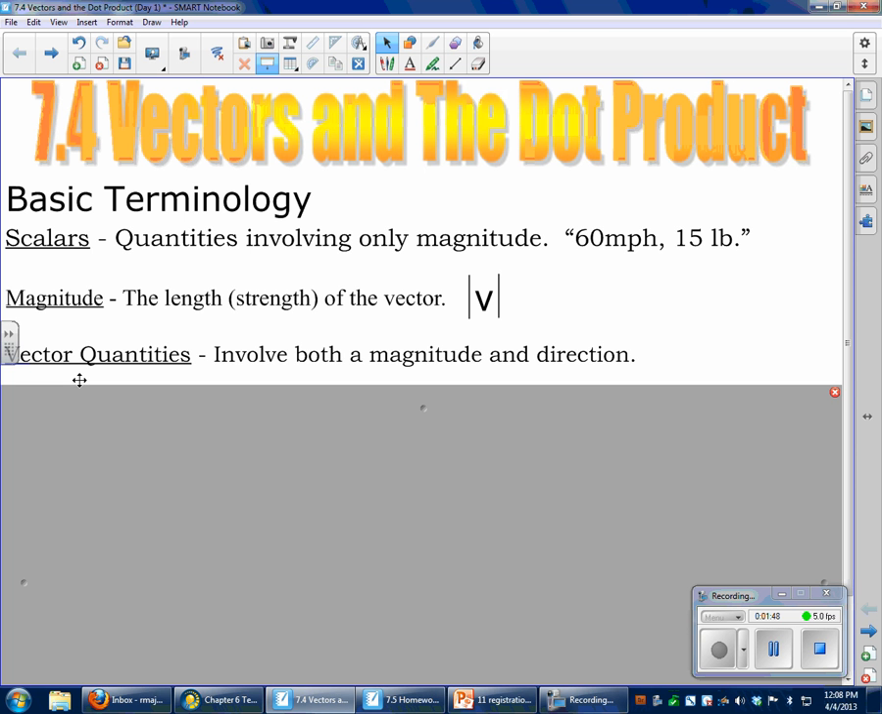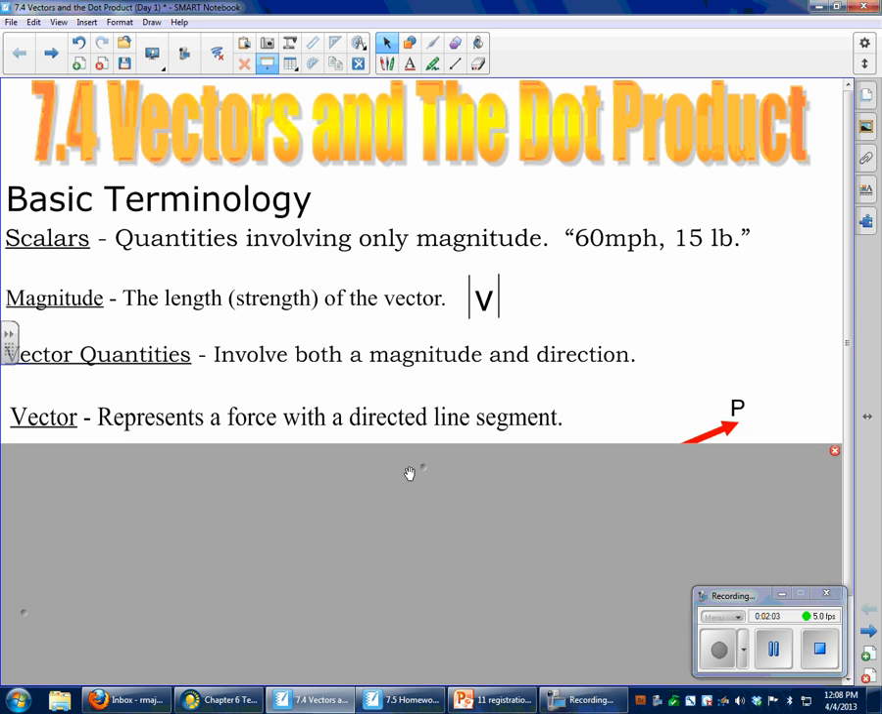It involves both. So it's not only going to tell us we're traveling 60 miles an hour, but which direction we're heading, north or south or east or west. So we have both a force and also a direction involved with these vector quantities.